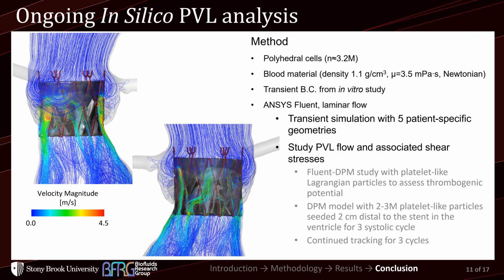So we do that with a DPM model that seeds Lagrangian platelet-like particles. These particles, between 2 and 3 million particles, are seeded during one cycle of systole and then are allowed to wash through the domain for the following 3 cycles, and they're continuously tracked.